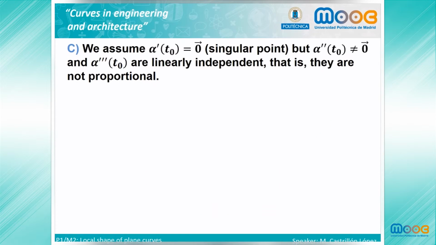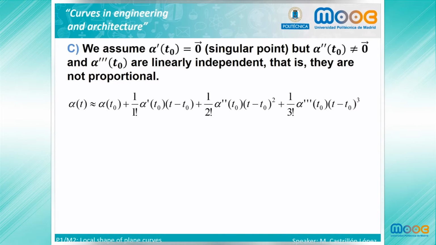We now go to the singular case. We assume that the first derivative vanishes. This is a singular point. But the second and the third derivative are two vectors that are independent. That is, they are not proportional. We consider again the approximation of the curve using the third-order Taylor polynomial. We can drop the first derivative, for it vanishes.